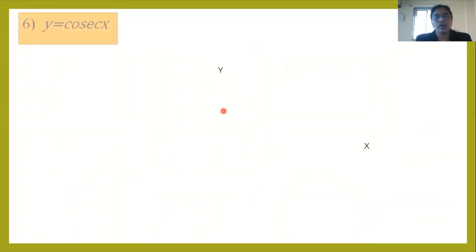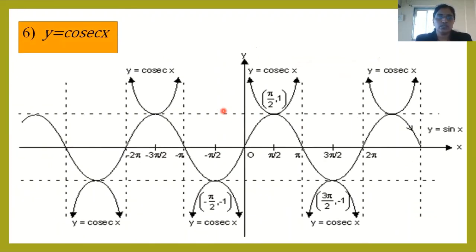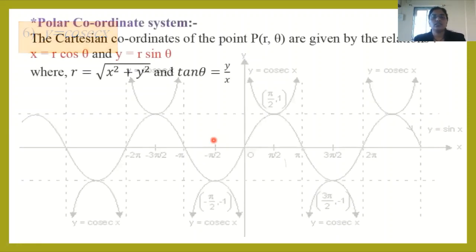Now y is equal to cosec x, the graph for the cosec function. This one is the graph of cosec x. This is the graph of sin x, and cosec is the reciprocal of sin. Here the graph outside -1 and 1 is of cosec x. The graph between -1 and 1 is of sin x. These are the graphs for the trigonometric functions.